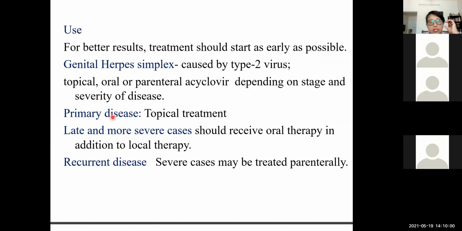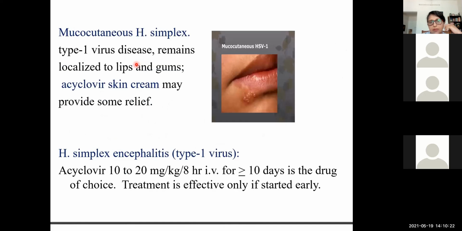If it is primary disease, we can try topical treatment, but it may not be that effective. We have to go for oral or parenteral. Late cases anyway should be treated with oral therapy or in addition to local therapy. And the recurrent disease should be treated with parenteral. So we are talking about acyclovir uses in genital herpes simplex.